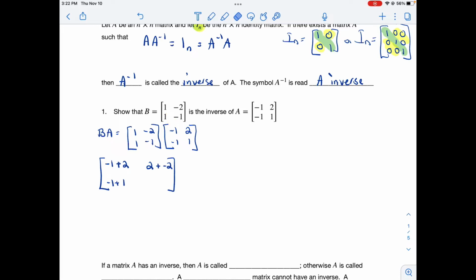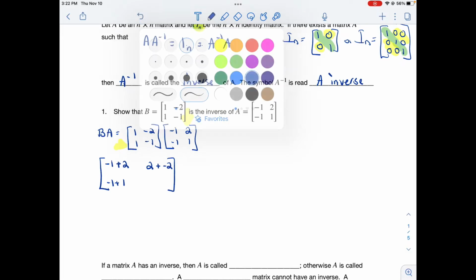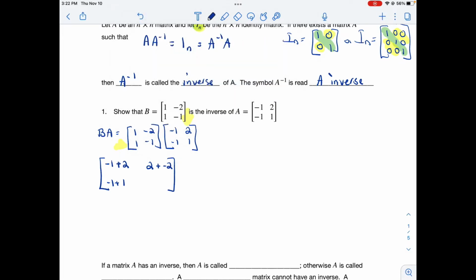Okay, now second row, second column entry. Remember, over and down with a multiplication. 1 times 2 is 2, plus a negative 1 times 1, which is negative 1. Okay, so let's see. That gives us 1, 0, 0, 1. So yes, we have the identity matrix. But now I have to prove it by taking A times B, because remember, order matters when multiplying matrices.